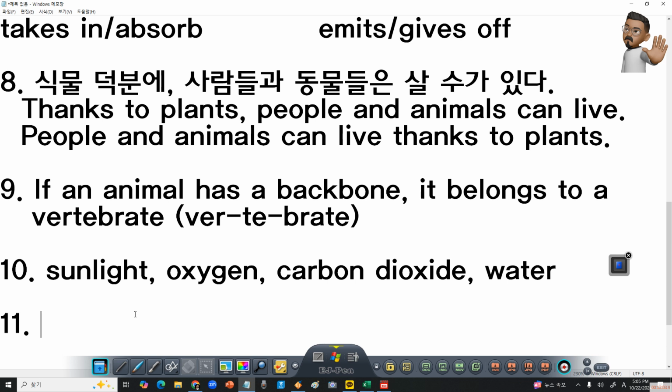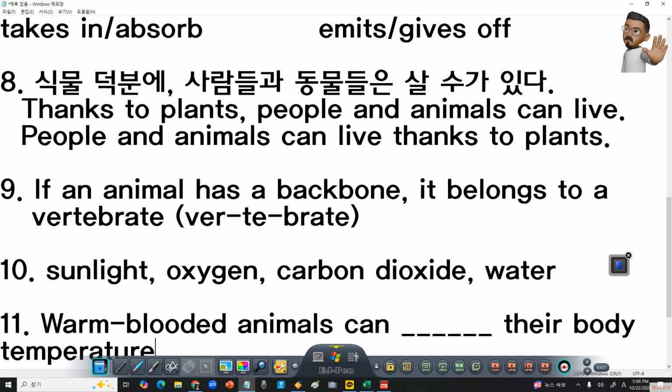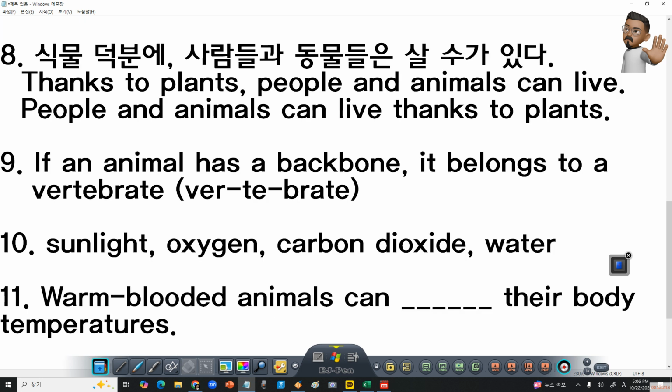Warm-blooded animals can blank their body temperature, but cold-blooded animals can't. You can erase the sunlight, oxygen, water. All right. Yeah, good. It's regulate.